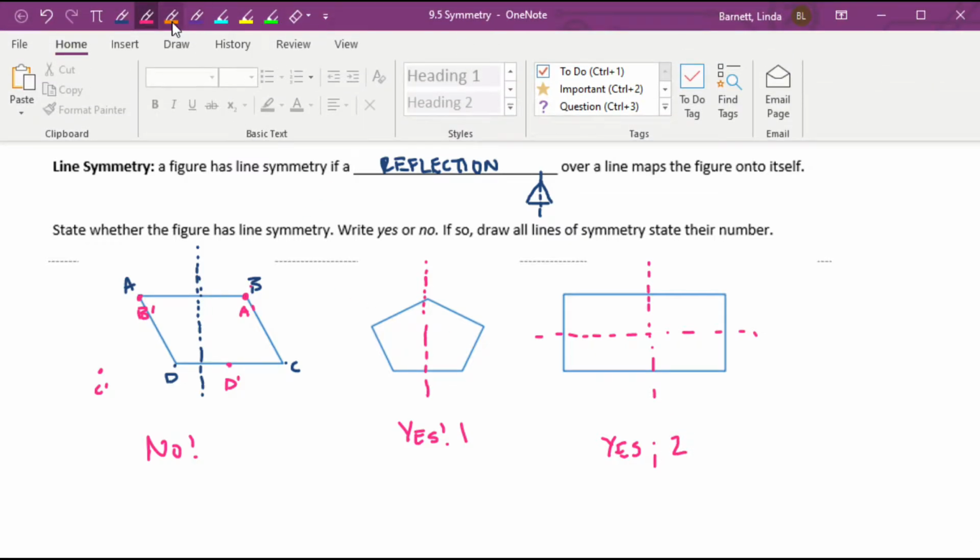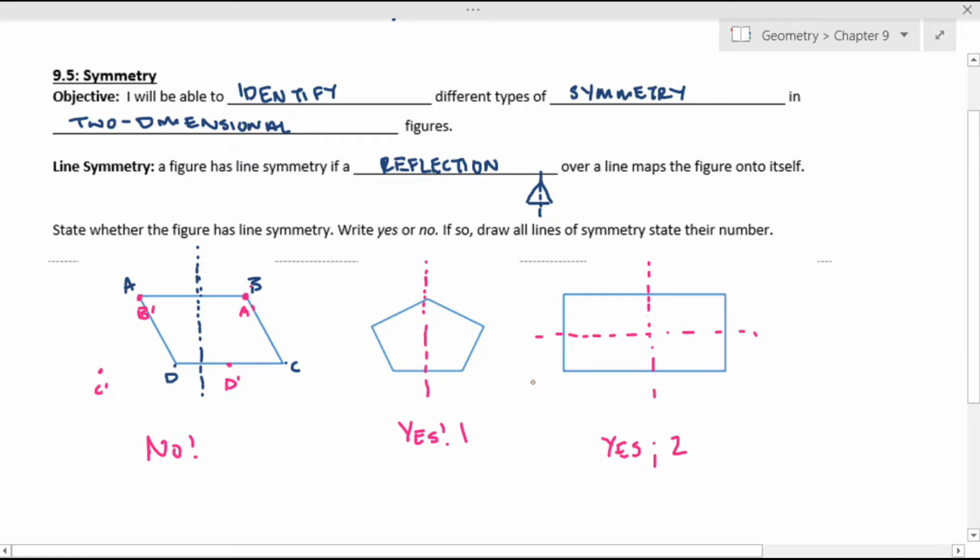Some people like to try to do a line of symmetry going along the diagonals, but that would not fold onto itself. If we did a reflection, this point right here is going to end up right here. If this was A, this is going to be A prime. It's not going to land on itself. And if this was D, D prime is going to end up down here. It's not going to end up on itself. So that's an issue.